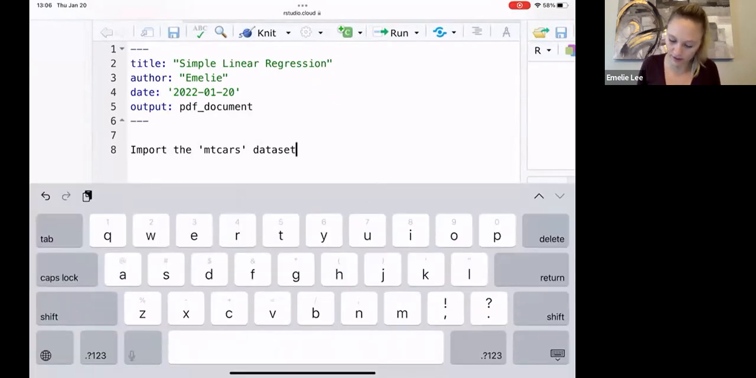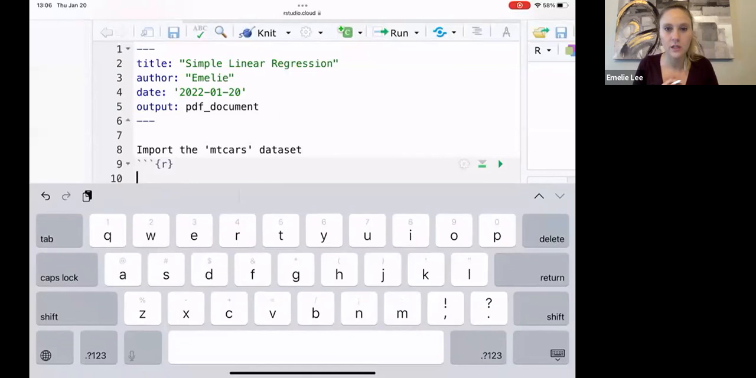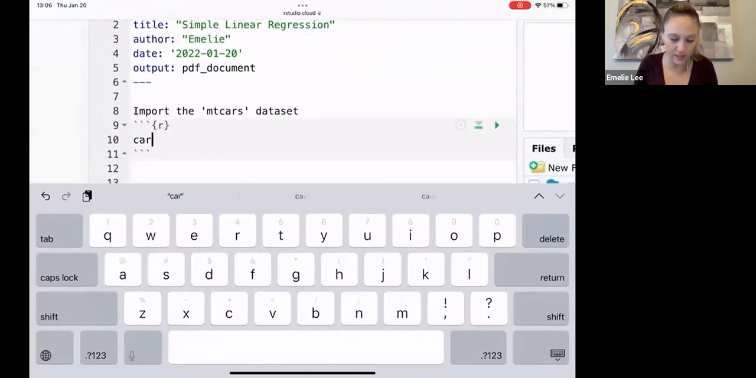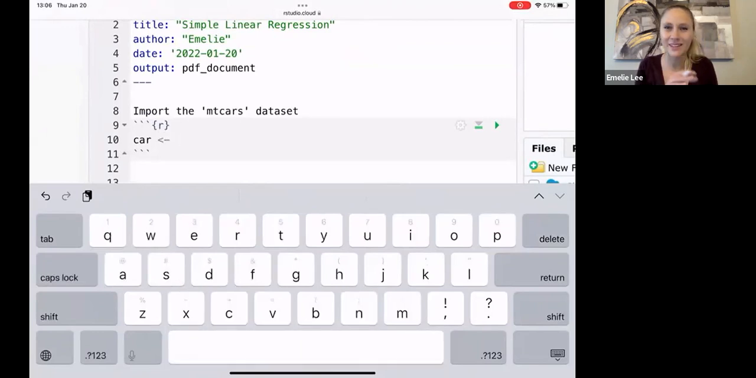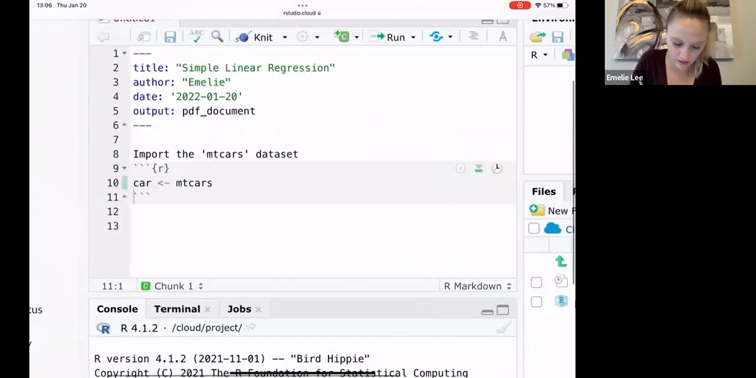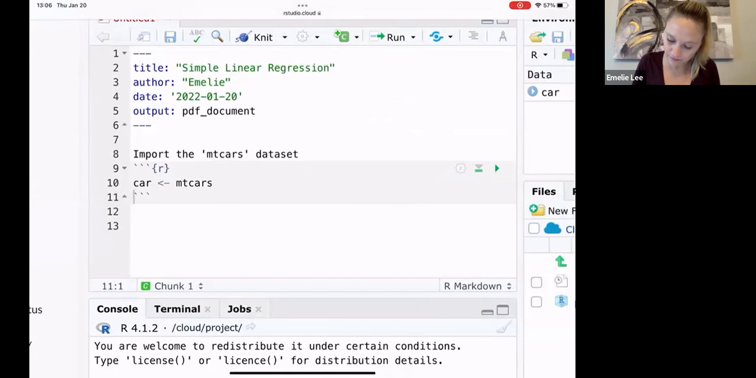So then if I go down and I insert an R code chunk, then I think I should be able to save it as something like maybe car because it's easier. Maybe I need to pick up a keyboard for this little iPad because typing on it is a huge pain. Car is gonna be mtcars, which should work. I might need a library. I'm gonna run this just in case. Run. Okay.